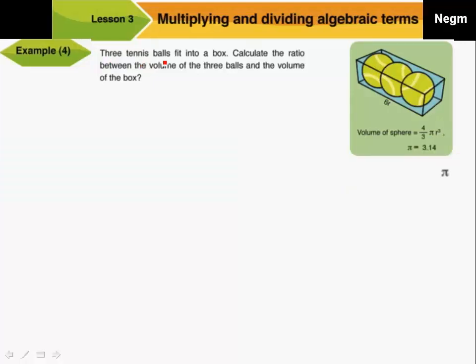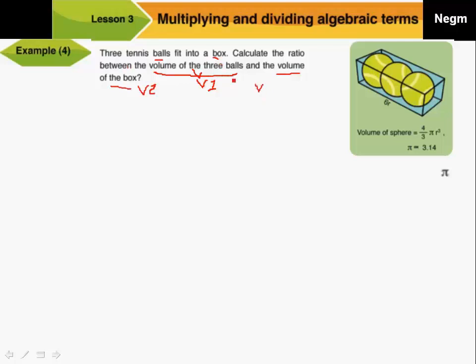Three tennis balls. We have three tennis balls. 1, 2, 3. Fit into a box. And the blue one is a box. And these three tennis balls fit into the box. Calculate the ratio between the volume of the three balls, for example, V1, and the volume of the box. So, in this case, we have to calculate the volume of the three balls and the volume of the box as V2. We have to calculate the ratio.